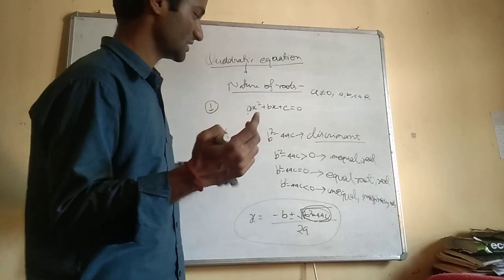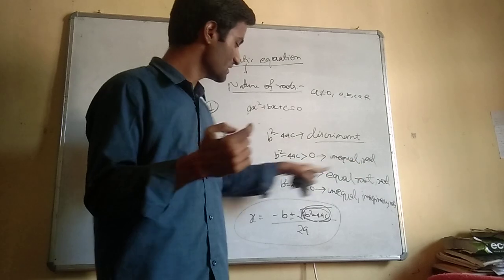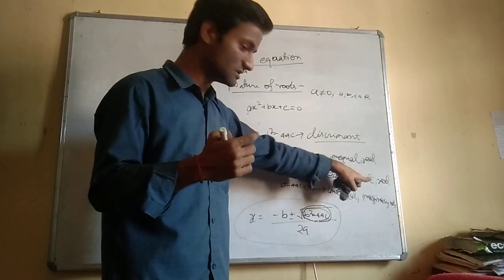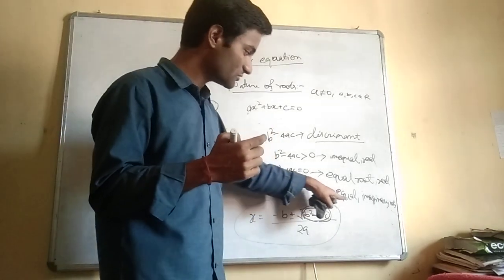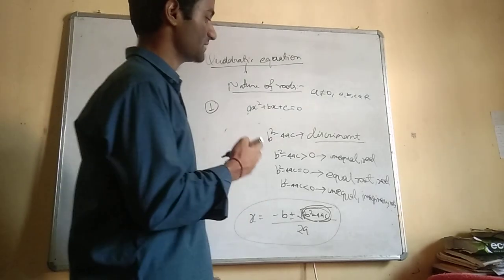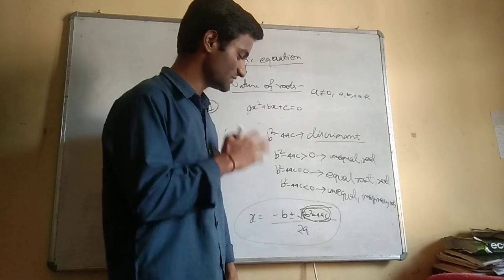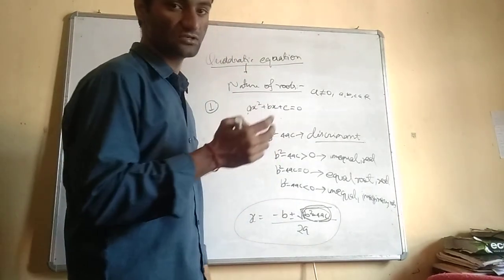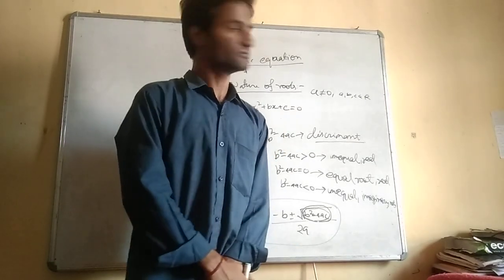So these are the things you have to take care of: if b square minus 4ac is greater than 0, roots will be unequal and real. If b square minus 4ac is 0, then the roots will be equal and real. And if b square minus 4ac is less than 0, the roots will be unequal and imaginary. So these are the natures of the roots, and I hope that this will help us to solve the problems and deal with the nature of the roots. So this was the explanation from my side. So thank you so much.